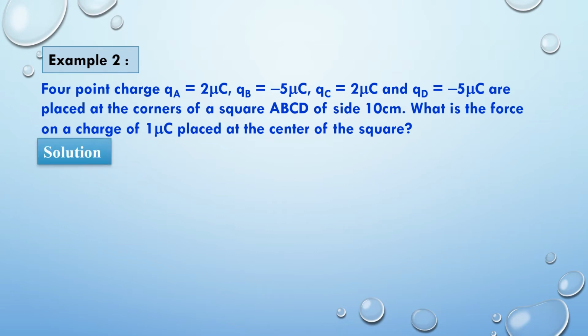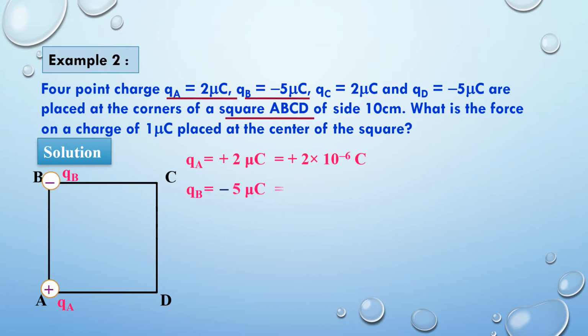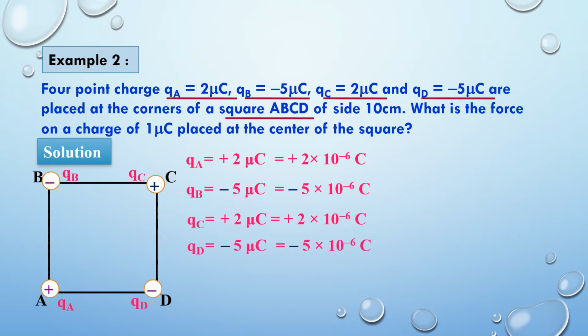To begin with, I'm going to first consider a square ABCD of side 10 centimeters. Let us say I've got a square ABCD where the charge on each corner is given: the charge on A is 2 microcoulomb, which is 2 × 10 to the power of minus 6 coulomb. Charge on B is minus 5 microcoulomb, so you can consider it as minus 5 × 10 to the power of minus 6. Charge on C is 2 microcoulomb and charge on D is minus 5 microcoulomb.